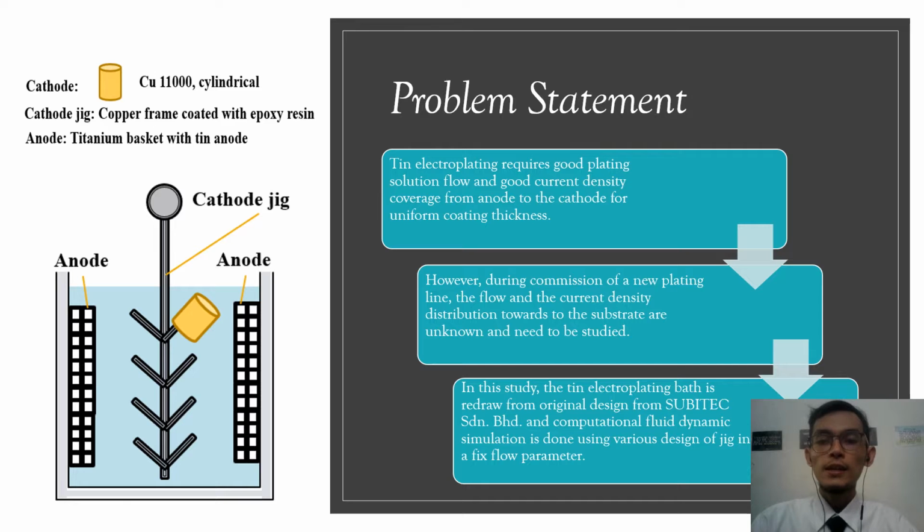In this study, the thin electroplating buff is withdrawn from the original design from Subitek Sanjaya Berhad, and computational fluid dynamic simulation is done using various designs of a jig at a fixed flow parameter. As you can see in the picture on the left side, the jig acts as the cathode which holds the copper 11,000. It is surrounded by a titanium basket with thin anode.